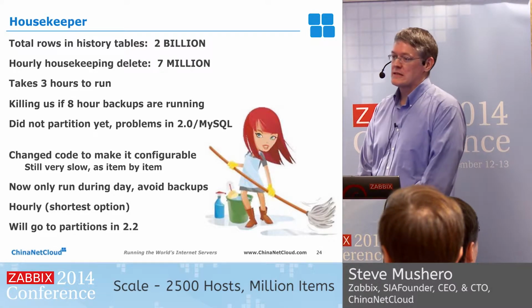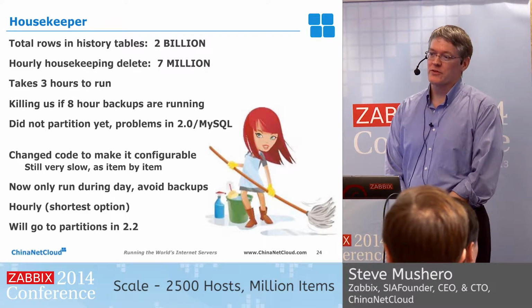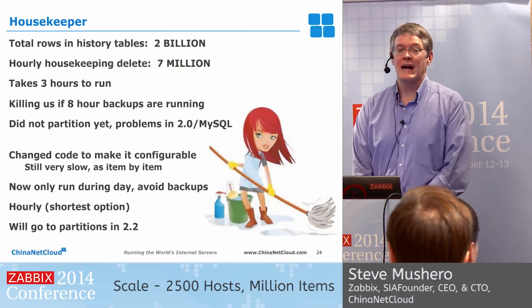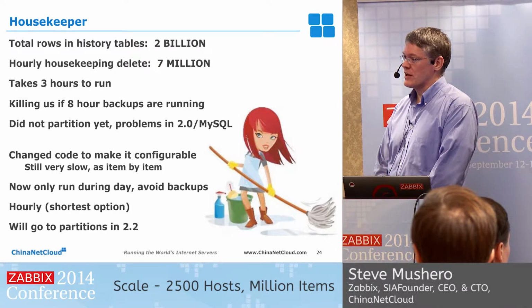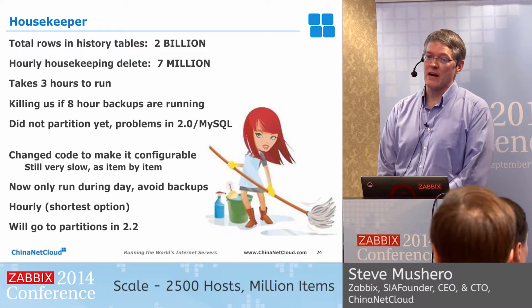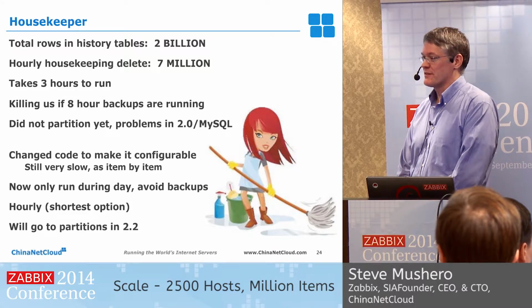The problem with this is the housekeeper needs to read the data randomly to do it, because it cycles through the items one by one to delete them. So you have heavy random reads. Our housekeeper, as of this morning, takes 5 hours to run. And if it runs during backup time, it takes forever.